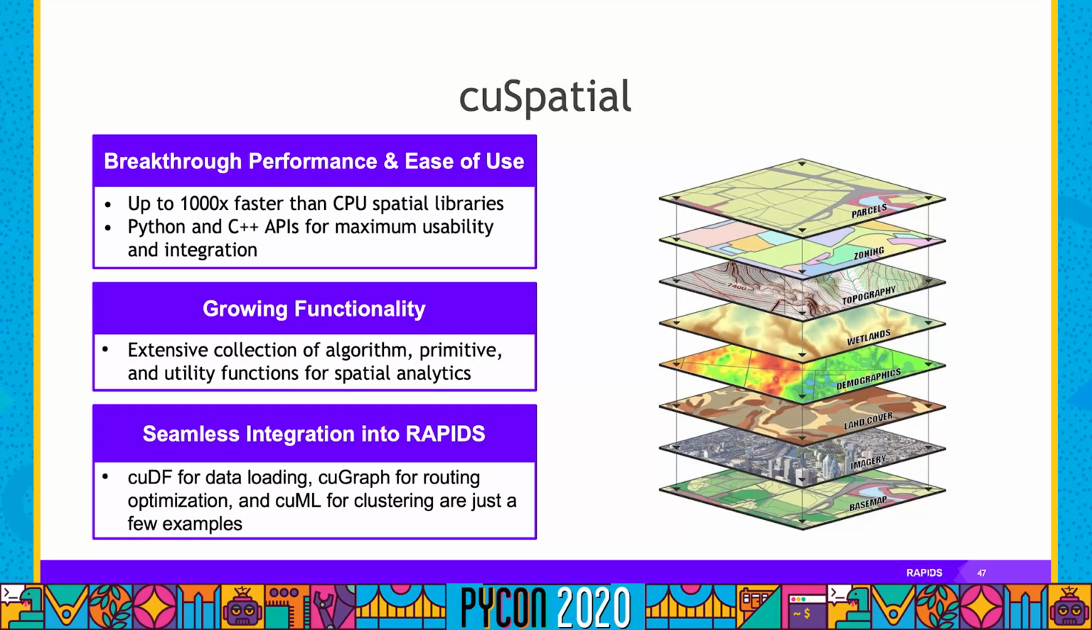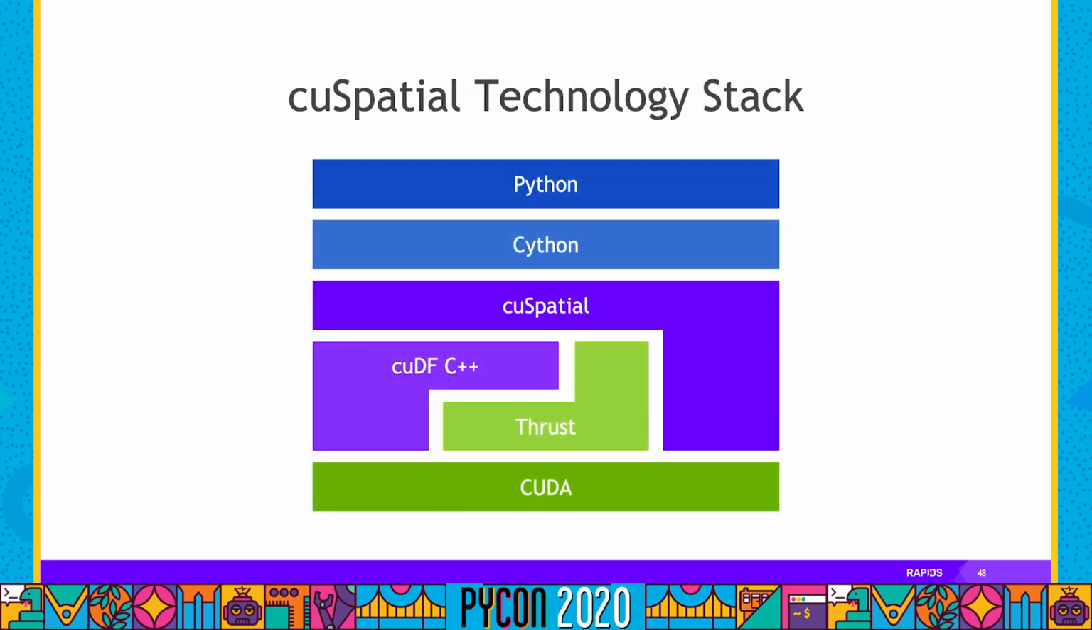cuSpatial, right? If you're doing any type of spatial analysis, you can accelerate that using cuSpatial up to 1,000 times faster than CPU spatial libraries, with C++ and Python APIs. I know you're getting tired of hearing me say this. It's a running thread. Growing functionality and completely integrated into RAPIDS. This is what the cuSpatial technology stack looks like. Again, you're very familiar with this. Based on CUDA, cuDF, libcuDF++, Thrust, Python bindings to a Python API.